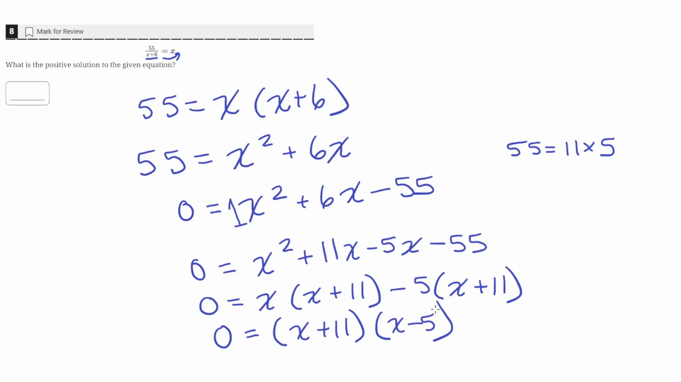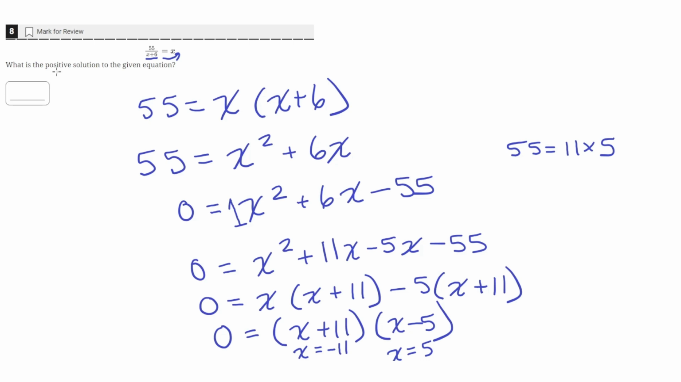So from this we can easily see that when x is equal to negative 11, this quantity right here, negative 11 plus 11, will equal 0, which satisfies the equation because 0 equals 0. And we see here that x equals 5 is a solution as well, because when x equals 5, 5 minus 5 is 0, so this whole quantity becomes 0, which also satisfies the equation.